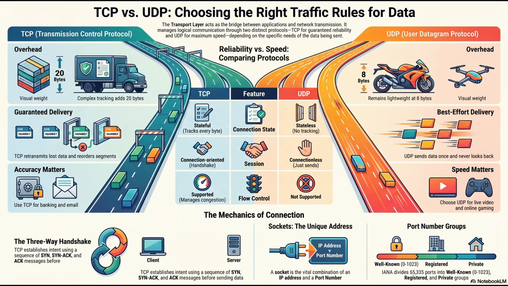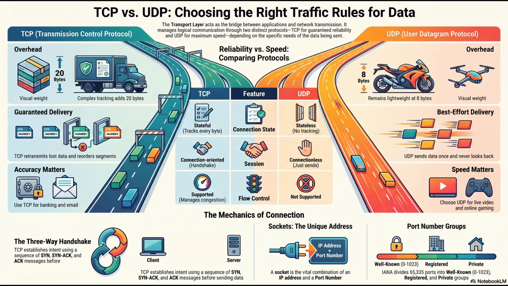For example, if a server's IP address is 192.168.1.5 and the web service is running on port 80, the socket is those two pieces of data bound together. The network routes to the IP, and the OS networking stack looks at the socket to hand the data to the web server process. And this whole system isn't just random.